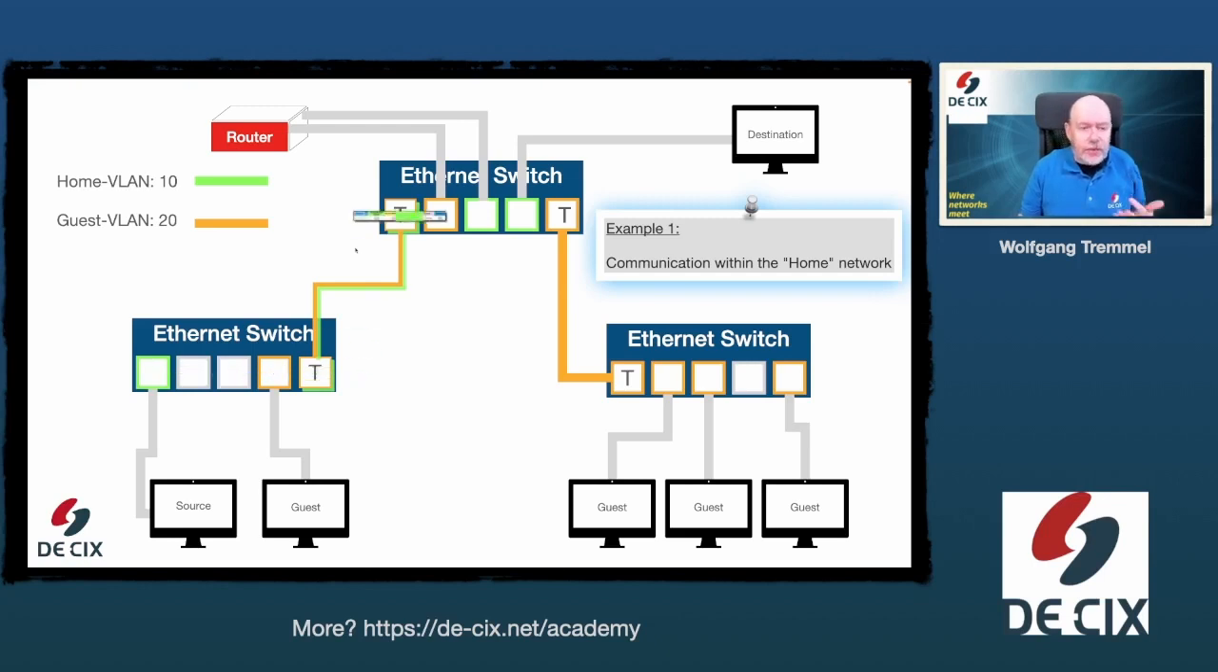And it sends the frame to another switch, to the exit port, to the destination system, where the VLAN tag is removed and the frame is sent out as a normal Ethernet frame. So both end systems are not aware that there is a VLAN in between.